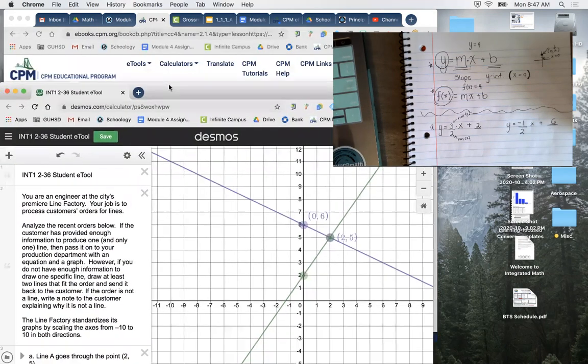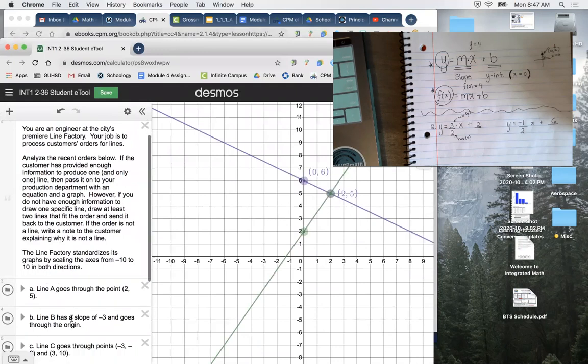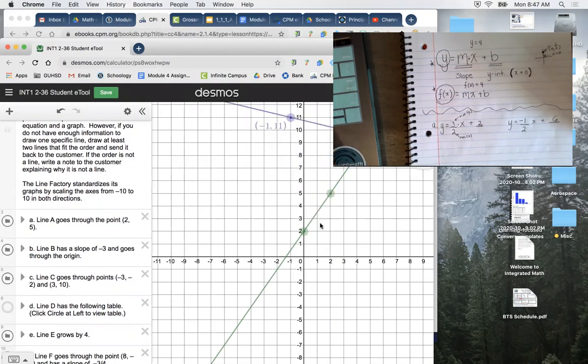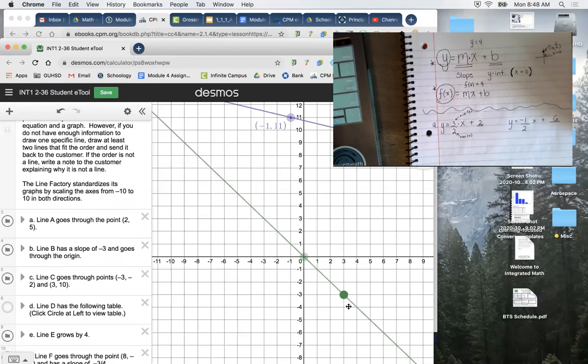So in the book here, the next one says that line B has a slope of -3 and goes through the origin. Okay, so I'm going to just move this line out of the way for now because I'm only going to deal with the green one. So in this one, it goes through the origin. The origin means 0, 0. So it goes through the origin and it has a slope of -3. Well, this has a slope of 1, 2, 3, 4, 5 over 2. That's definitely a negative slope, it's going to go this way, right? Like it's going to go that way.